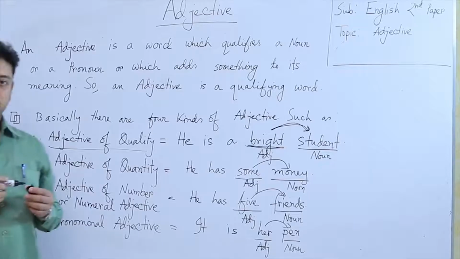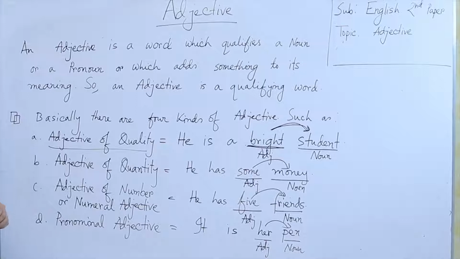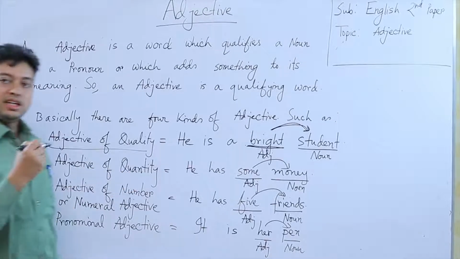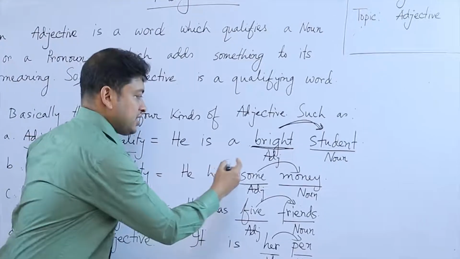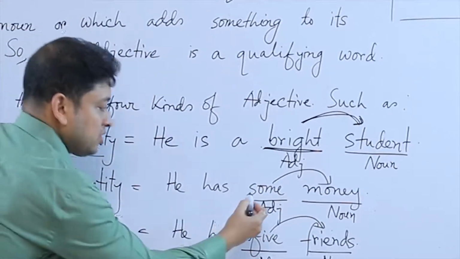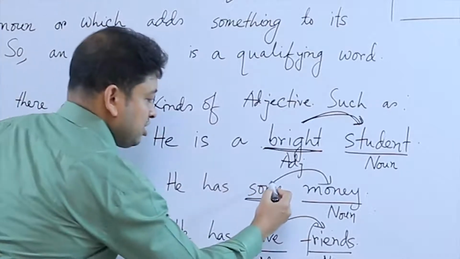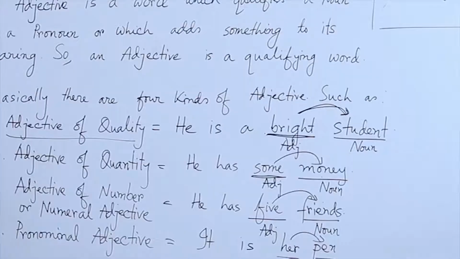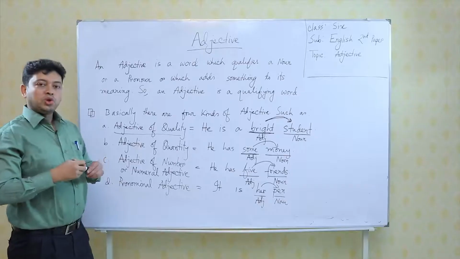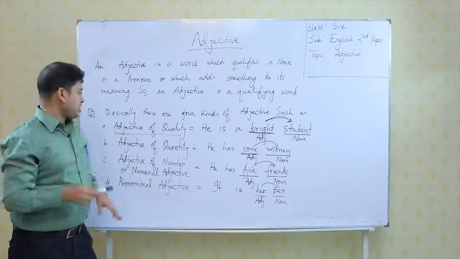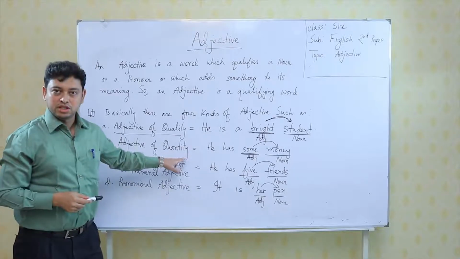This is the number 1 classification, and number 2 is adjective of quantity. Now, let's see the example. He has some money. Here the word some is an adjective. Why? Because it is qualifying the word money. Money is a noun. So, we are talking about the quantity of a noun. That's why this is adjective of quantity.